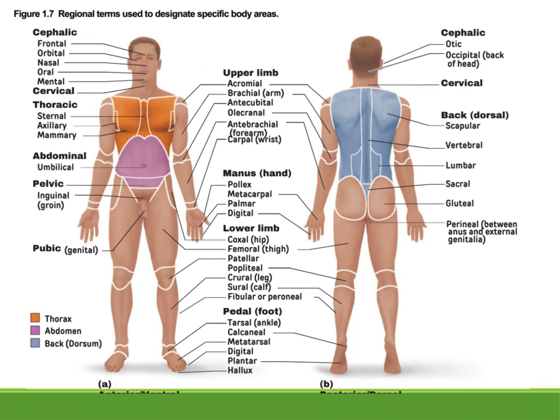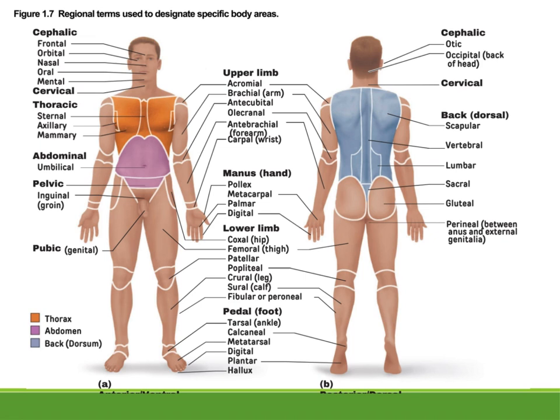So only your thumb and your big toe have different names. Your lower limb is coxal for your hip, femoral for your thigh, patellar for your knee in the front, popliteal for your knee in the back, then crural, sural for leg and calf. C comes before S, and crural and sural are going to be in the bottom part of the body. Crural is your shin, also considered your leg. Sural is the back of the bottom part of your limb. And then fibular, peroneal, is on the side.